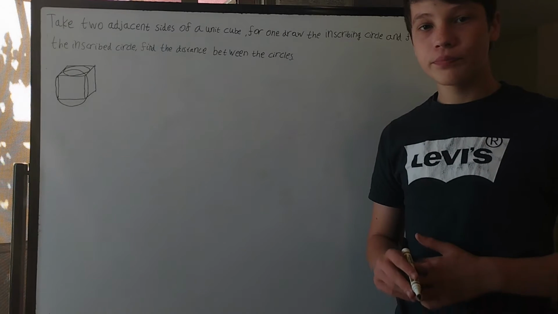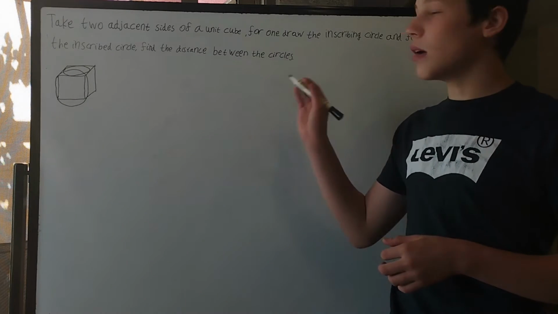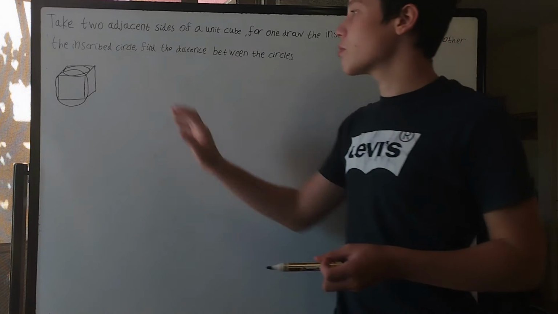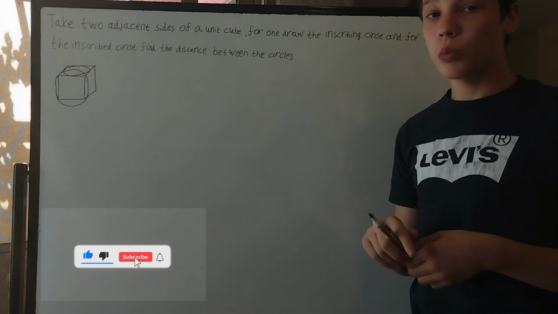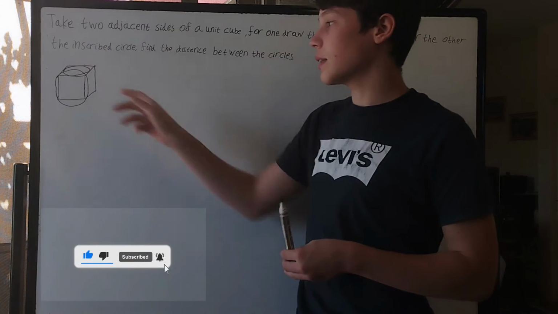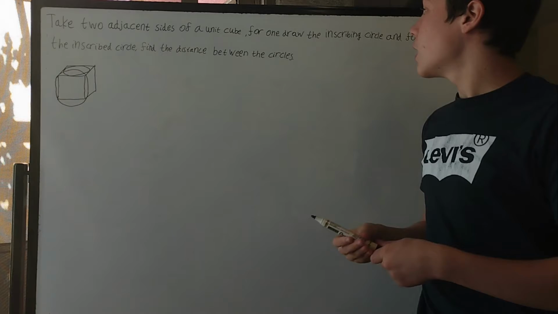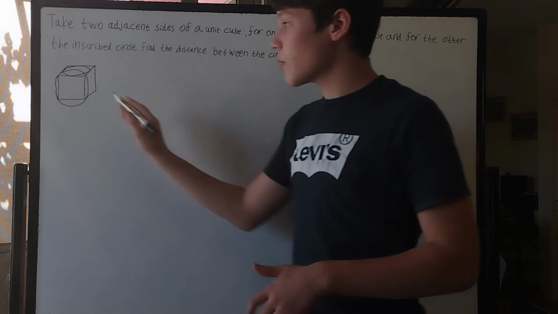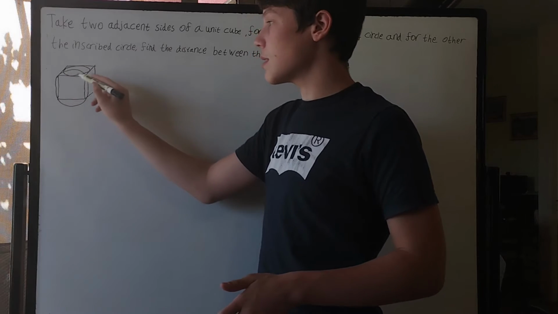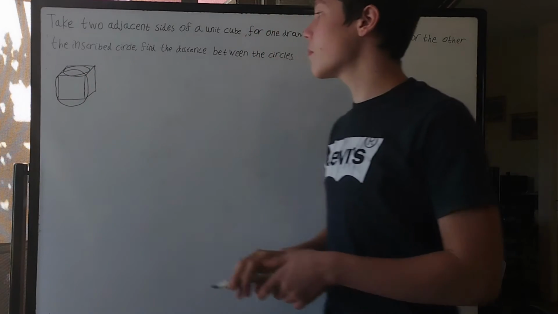Welcome to this video. Today we're going to do this problem. Take two adjacent sides of a unit cube, which is a cube with a side length of 1. For one of them, draw the inscribing circle. You can see we chose this side, and we drew the inscribing circle.